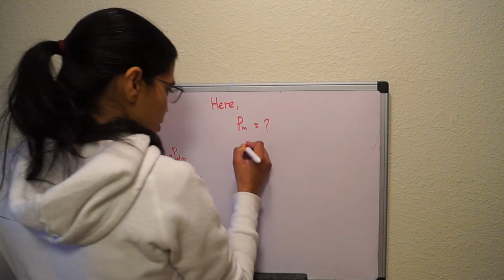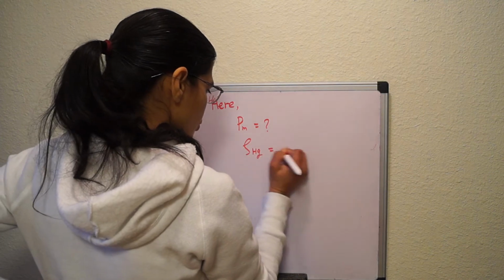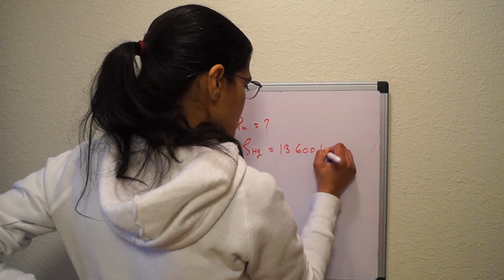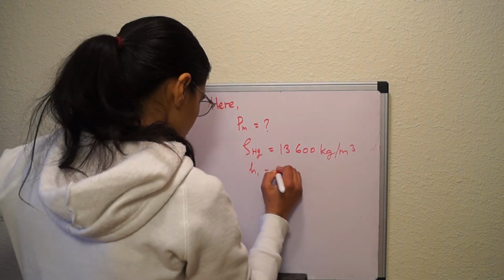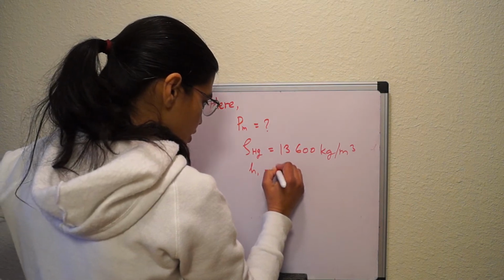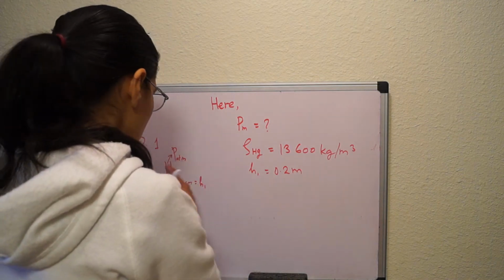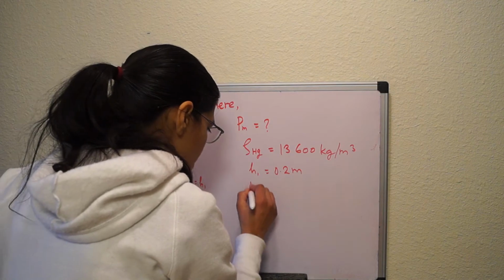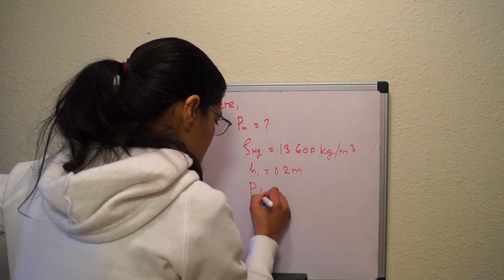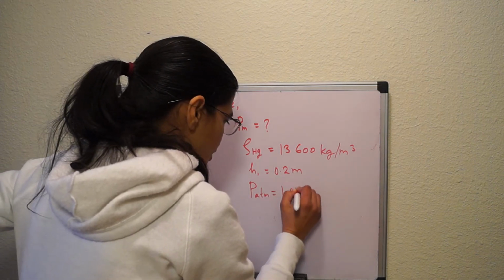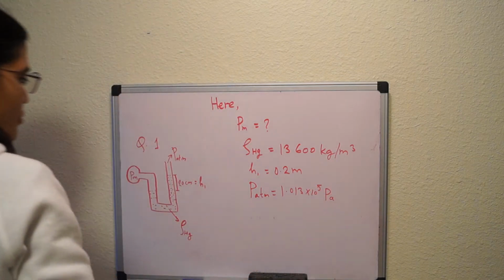And then we are told to assume the density of the mercury is rho Hg equal to 13,600 kg per meter cubed. We are also given h1 equal to 20 centimeters, which I'm going to convert to meters and write as 0.2 meter. The right side of the tube is open to the air, so the pressure there is P naught, or atmospheric pressure, so P ATM equals 1.013 times 10 to the power 5 Pascal.